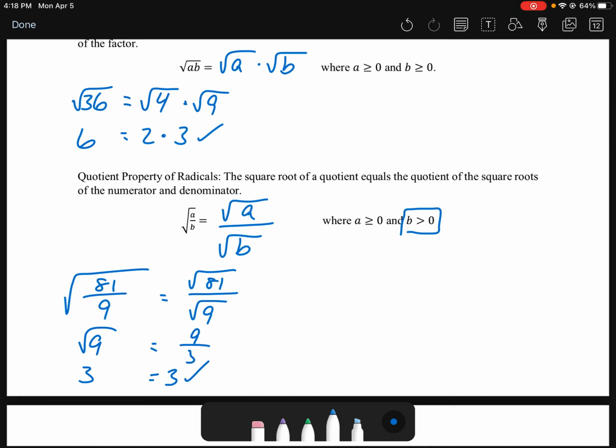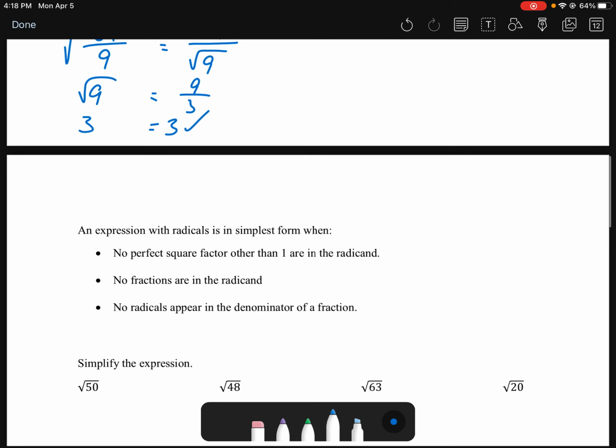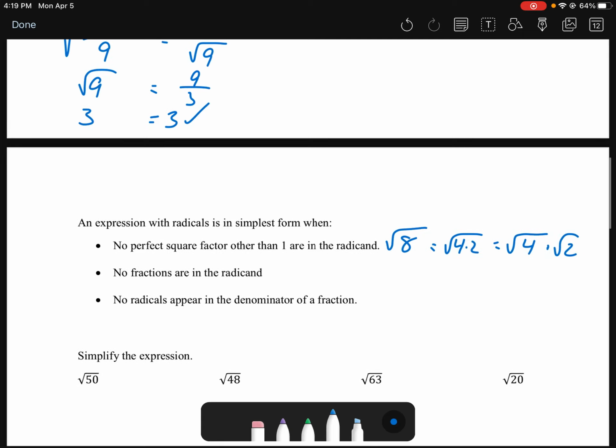Now, actually going through and using these properties to simplify radicals. An expression with radicals is in its simplest form when no perfect square factor other than 1 is in the radicand. So for example, if I have the square root of 8, I can split that up to 4 times 2. So I'd have the square root of 4 times 2.